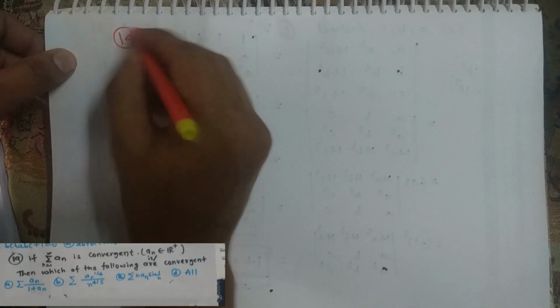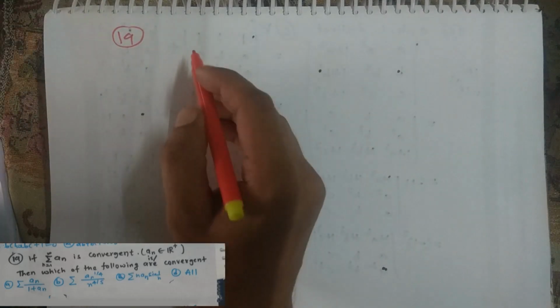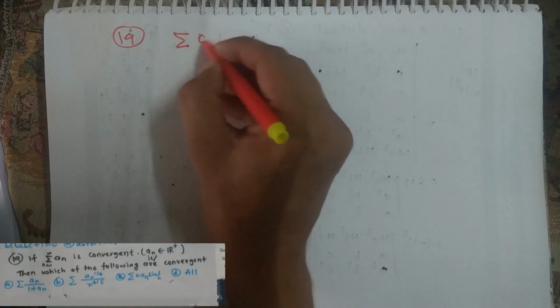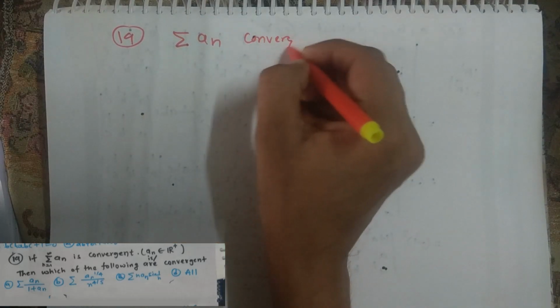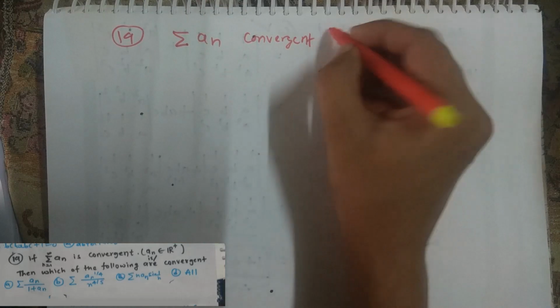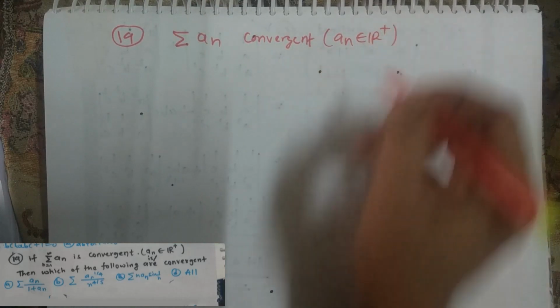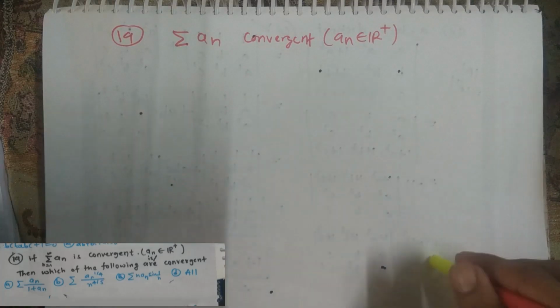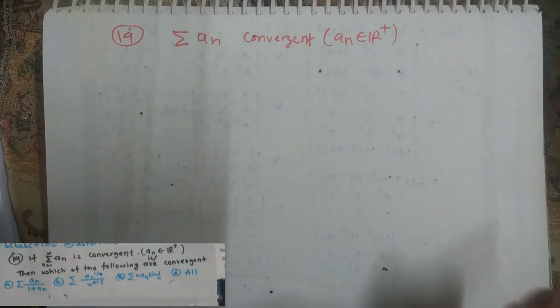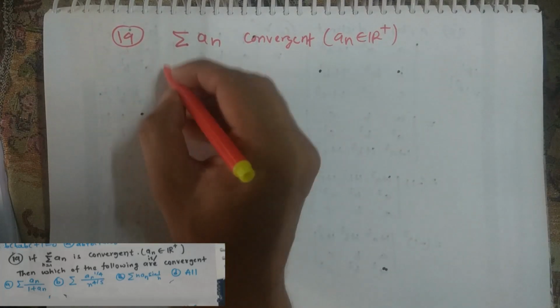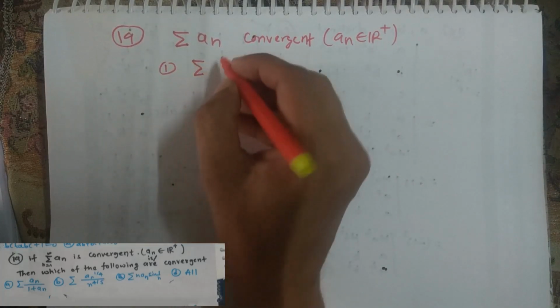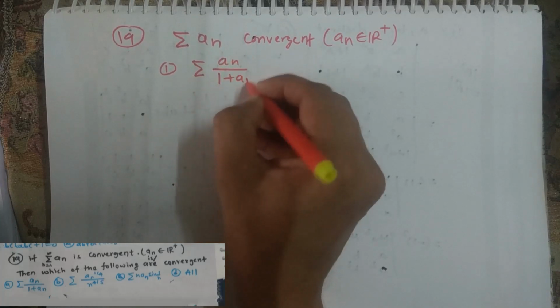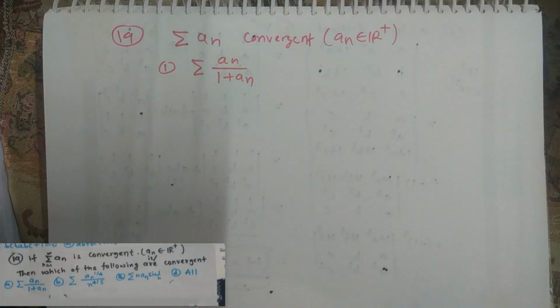Let's look at question number 19. This is a very interesting question. So they have given that the series an is convergent, and what they have given about an is that all are positive real numbers. Okay, what else they have given? They haven't given anything apart from this, and they are asking about convergence of 4 series. Okay, so first series, look carefully, an upon 1 plus an. So they are asking, is this series convergent or not?